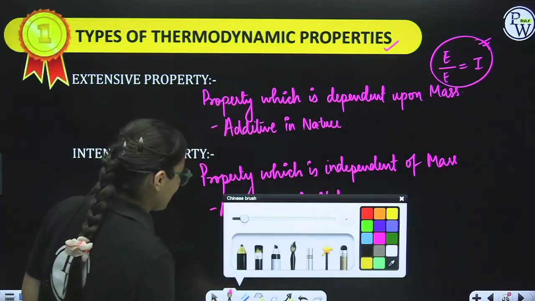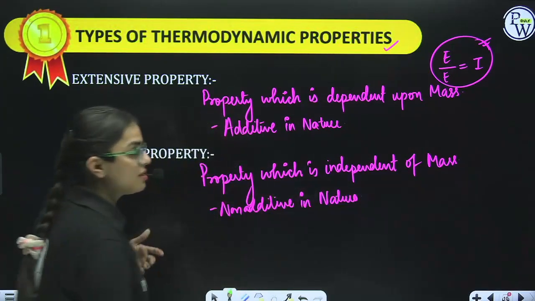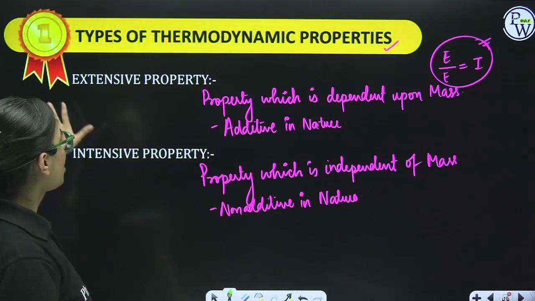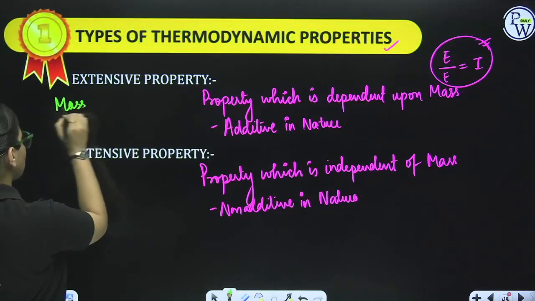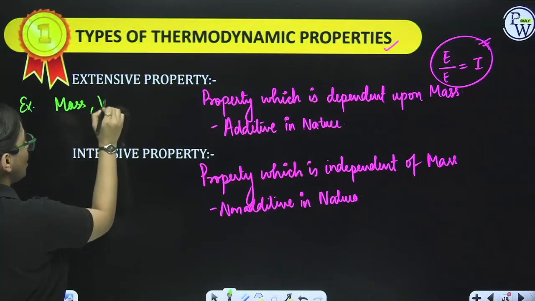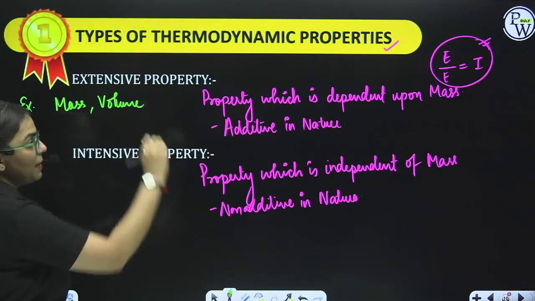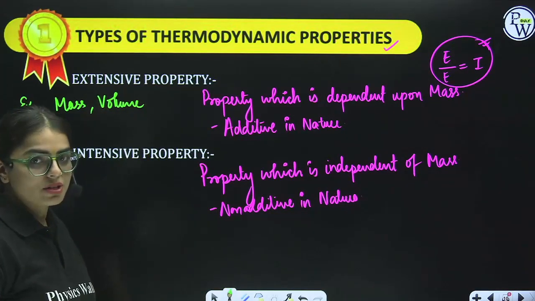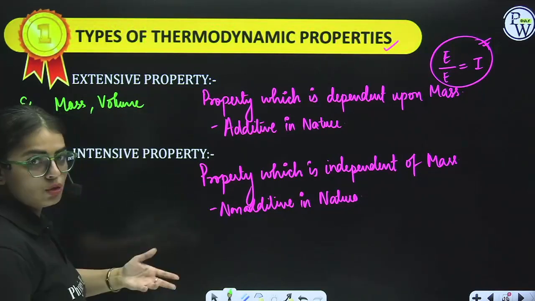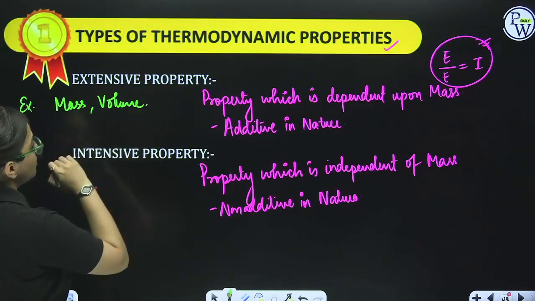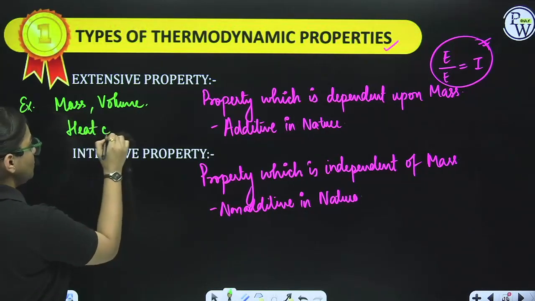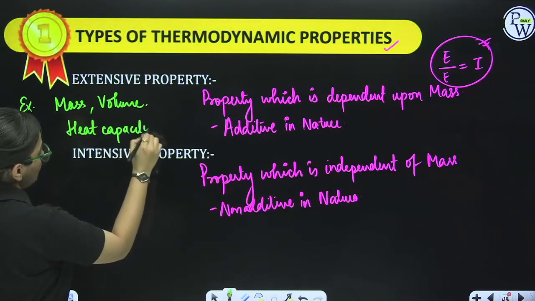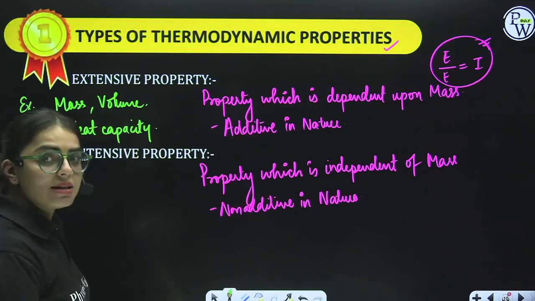Let's talk about some examples with regard to extensive and intensive ones. If I talk about extensive properties, let's talk about mass. This is an example. Mass, volume, because they all are dependent upon the mass of the system or the matter of the system. Moreover, I can say let's talk about heat capacity. Right? These are mass dependent terms.